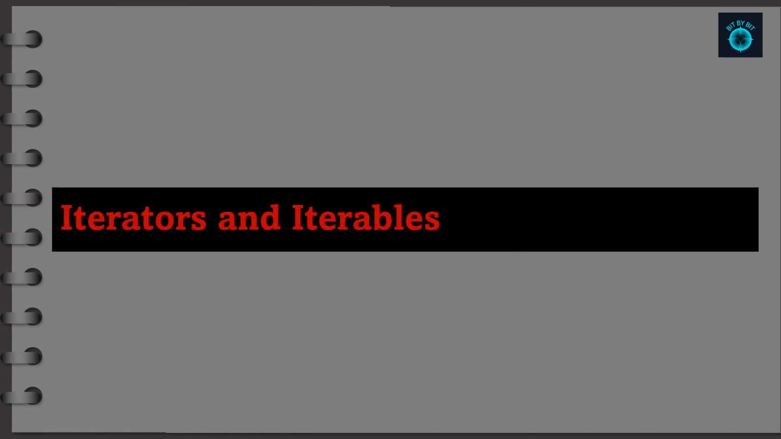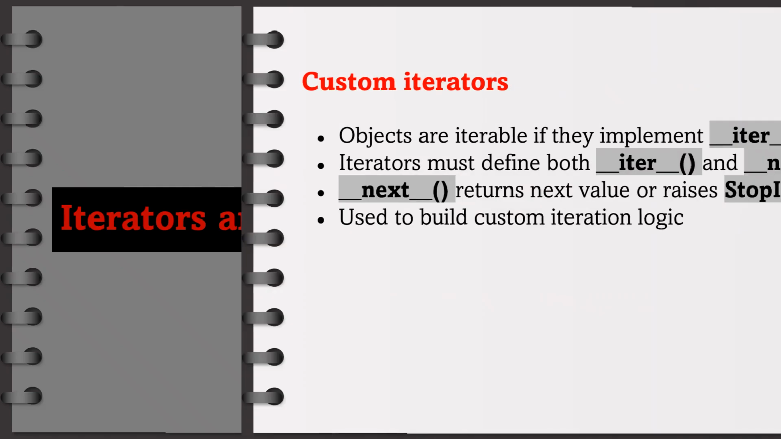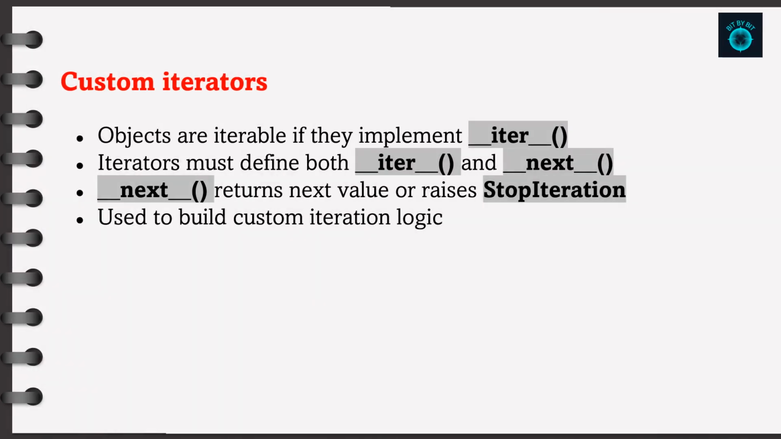Iterators and iterables. Custom iterators. In Python, an object is iterable if it implements the method __iter__, which returns an iterator. An iterator is an object that implements two methods, __iter__ and __next__. The __next__ method should return the next value each time it's called and raise a StopIteration exception when no more values are left. This lets us define custom iteration behavior, like looping through pages in a document, rows in a table, or steps in a workflow.